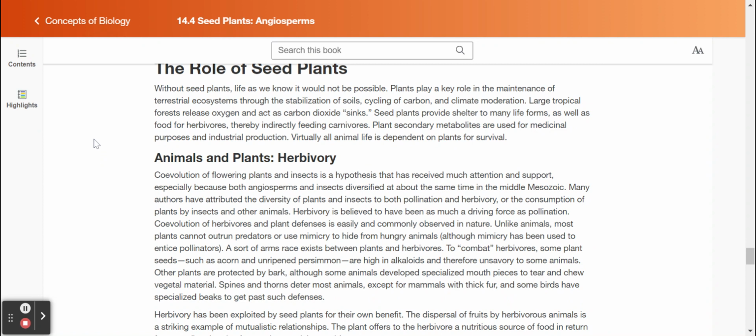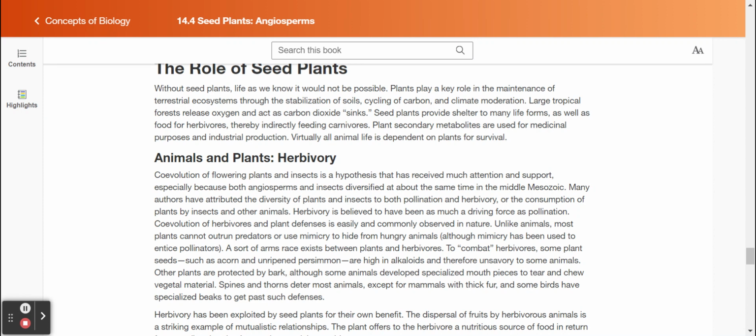The role of seed plants. Without seed plants, life as we know it would not be possible. Plants play a key role in the maintenance of terrestrial ecosystems through the stabilization of soil, cycling of carbon, and climate moderation. Large tropical forests release oxygen and act as carbon dioxide sinks. Seed plants provide shelter to many life forms, as well as food for herbivores, thereby indirectly feeding carnivores.